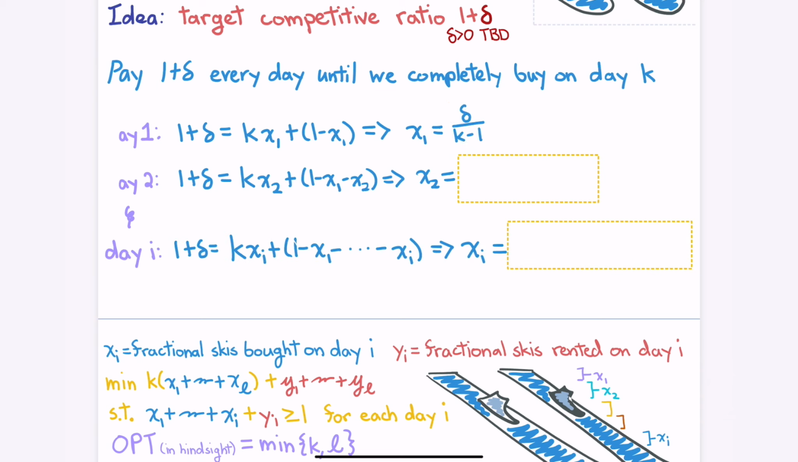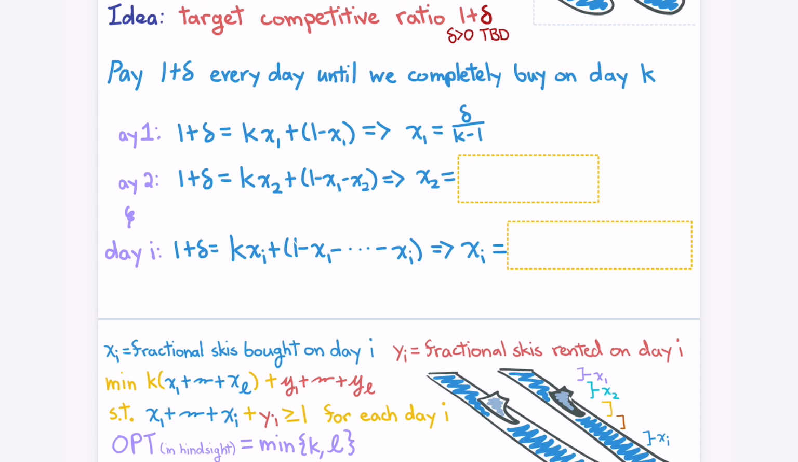okay, x1, you just say, on the first day, I want to pay k times x1 plus 1 minus x1 to rent the rest. And I set that equal to 1 plus delta, and you get some form, delta over k minus 1. The exact calculations don't matter. You're just committing to this 1 plus delta. That's going to be my OPT in hindsight.